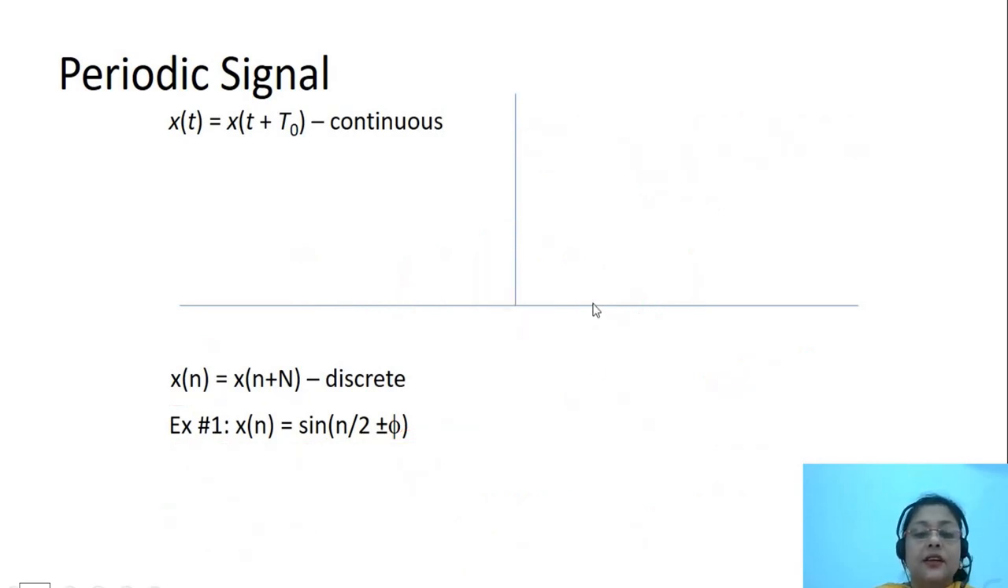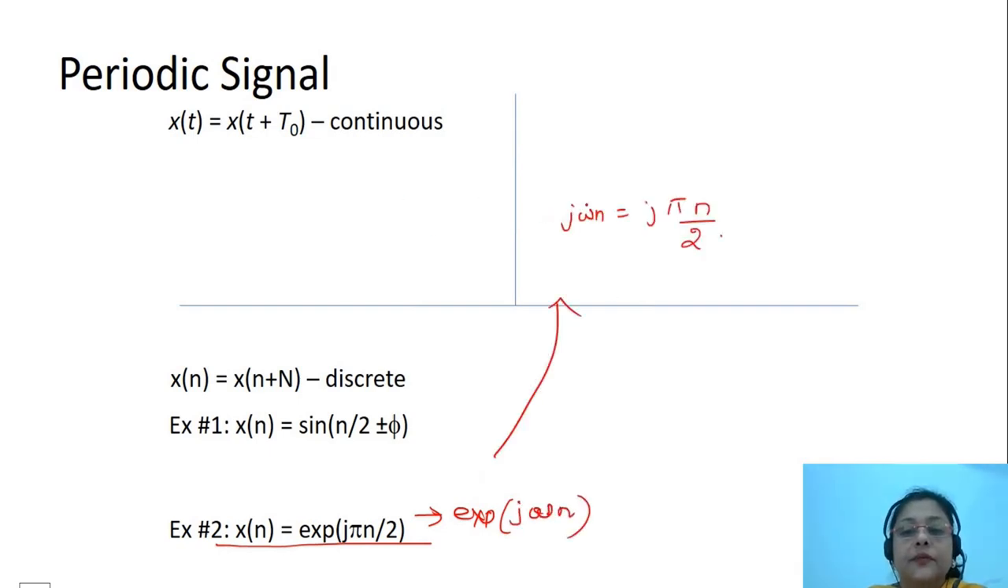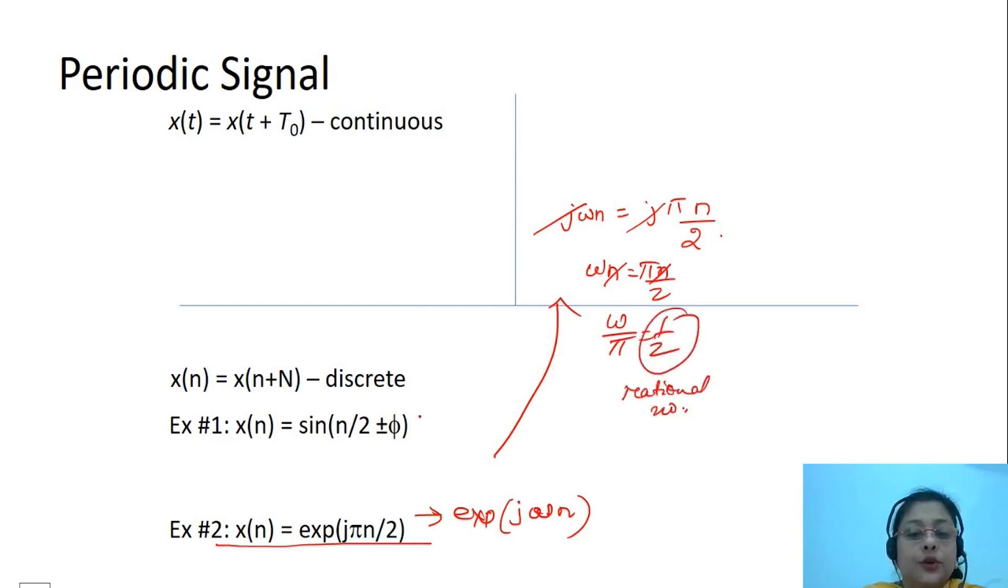Let's check another example. So this is another example, x(n) equal to exponential j pi n by 2. You have to compare with exponential j omega n. So here j gets cancelled and we are left with omega n equal to pi n by 2. Again n gets cancelled. So omega by pi becomes 1 by 2 and this 1 by 2 is a rational number. So this example shows that x(n) is periodic in nature.